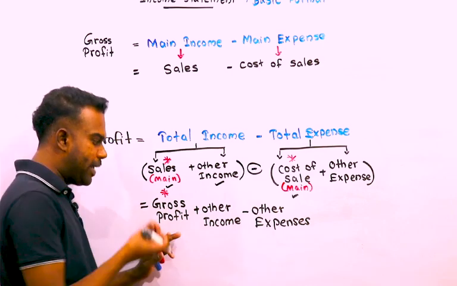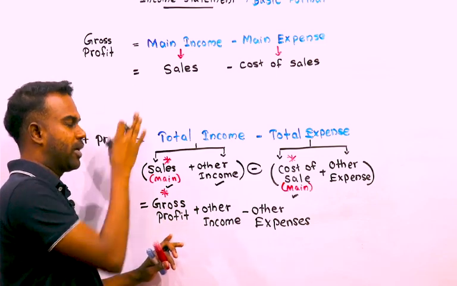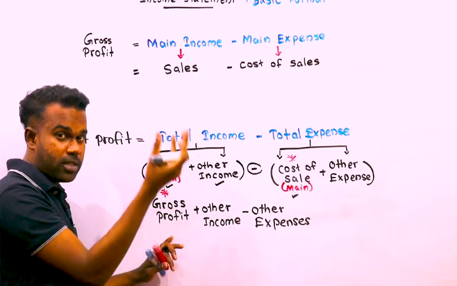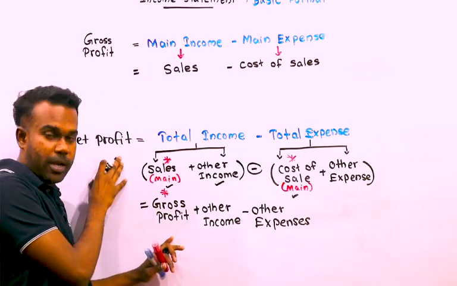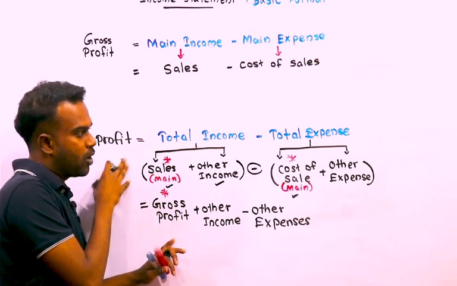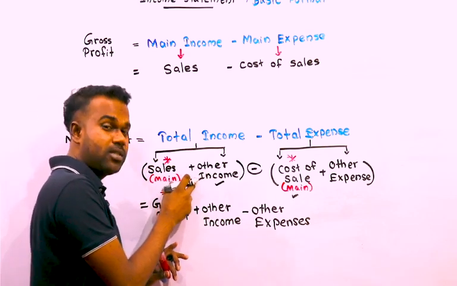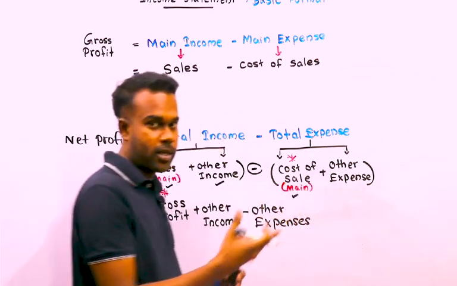So here, simply net profit means, right? Simply basic profit, gross profit means main incomes minus main expense. Simply sales minus cost of sales. But when it comes to net profit, we should consider all the incomes and all the expenses. Total incomes means main incomes plus other incomes. Total expenses means cost of sales plus other expenses.